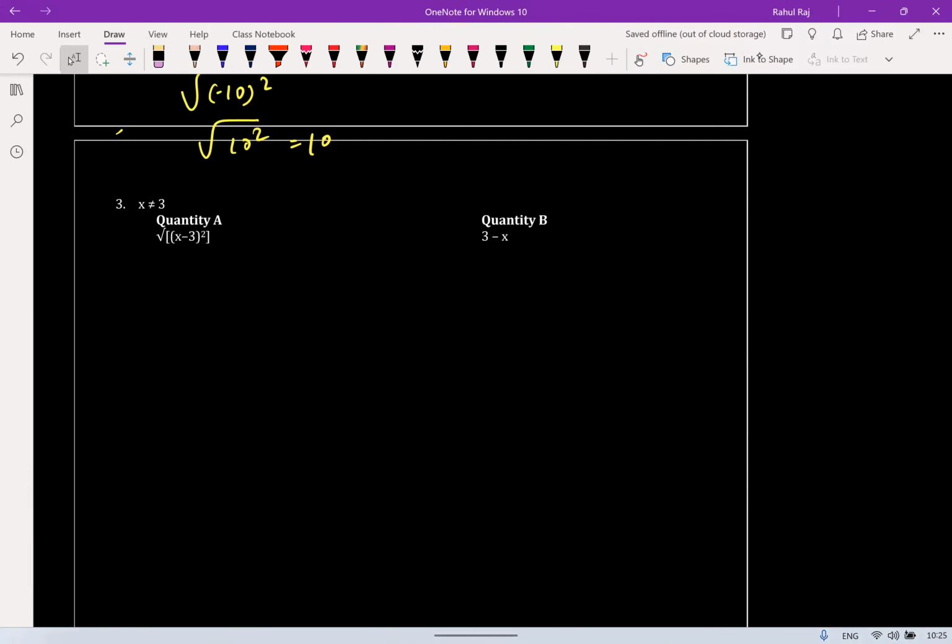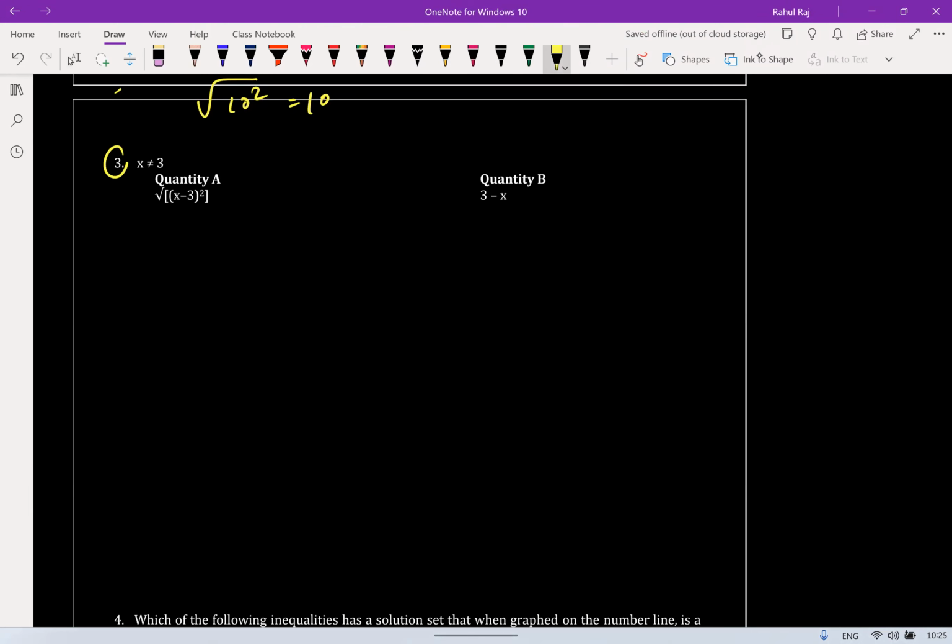Okay. Question number 3. x is not equal to 3. Now we'll try it your mod way. Without solving, I'll do your mod. Perfect. So it should be straight away mod of x minus 3. That's it. Hold on, just writing it down.